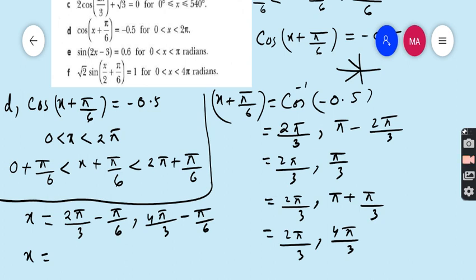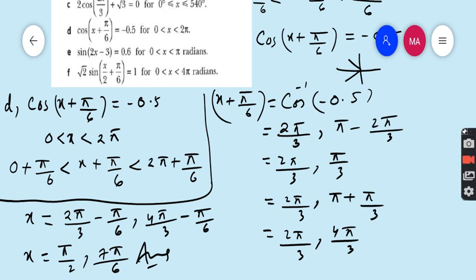2 pi by 3 minus pi by 6, taking LCM of 6, then 4 pi minus pi is 3 pi. 3 pi by 6 is pi by 2. It was correct, pi by 2. And the second one is 7 pi by 6. This algebra, this LCM work, you students can do easily. So this is the final answer.